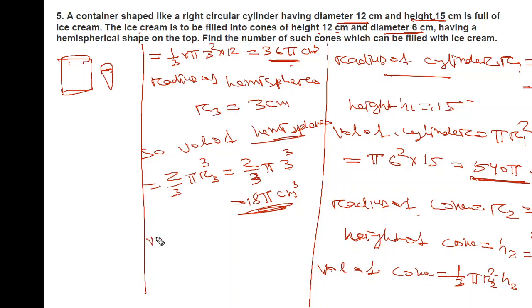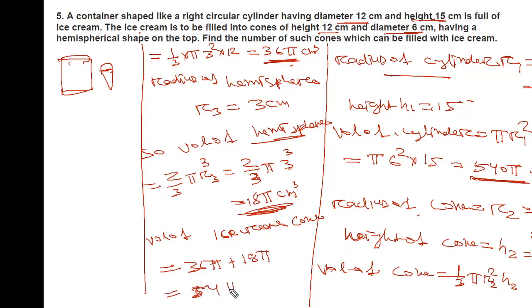Now volume of ice cream cone, you can say ice cream cone is equal to volume of the cone plus volume of the hemisphere, so 36 pi plus 18 pi, which is equal to 54 pi. So this is the volume of the ice cream.